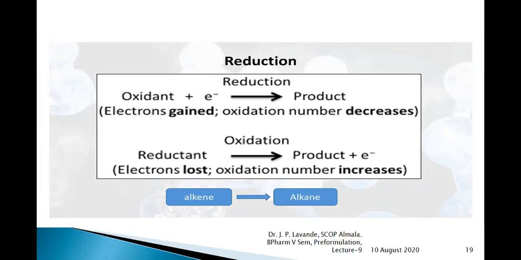So in the case of oxidation, the reductant material will get oxidized, and it is responsible for producing the product along with the loss of electrons. But in the case of the reduction process, it is the oxidant agent which will receive the electrons, and that will lead to the product formation. So the oxidation number goes on decreasing in the case of reduction. In the case of oxidation, the oxidation number goes on increasing. And the example here is the alkane to the alkane.